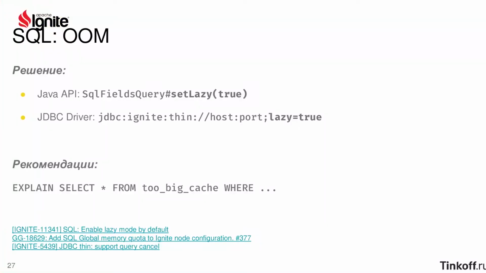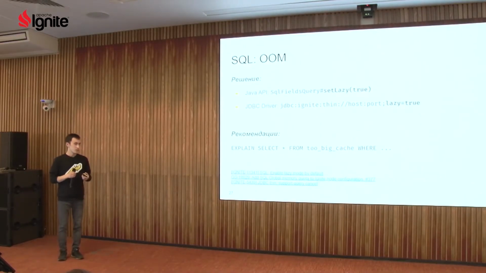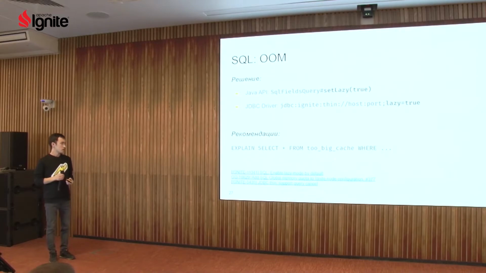There are some settings that you can tweak here. You can set the lazy mode. Take a look at how it is done in the Java API and using the JDBC driver. Ignite will fetch data lazily, page by page. It sometimes solves this problem. As I mentioned before, you should check the query plan before execution, especially when querying a production environment.